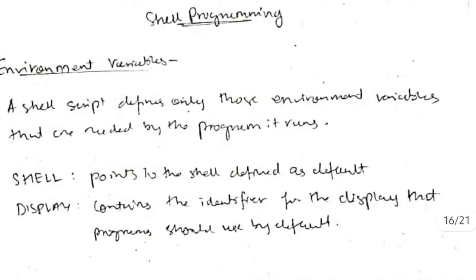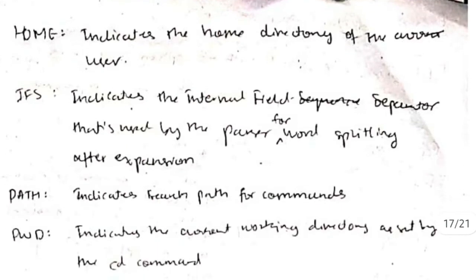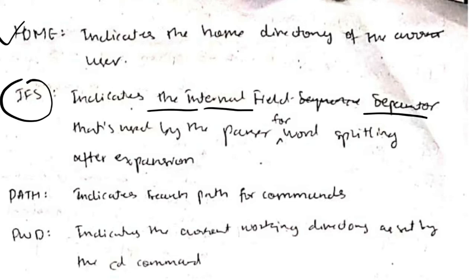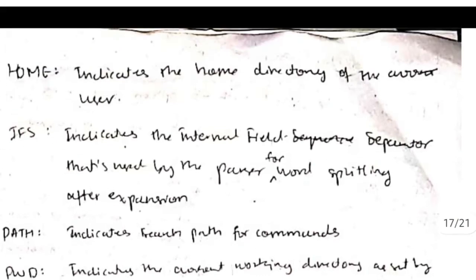And finally we have shell programming. Environment variables are those variables which are used by the system. So we have environment variables like SHELL, which points to the shell defined as the default. DISPLAY contains the identifier for the display function, and HOME has the home directory. IFS indicates the internal field separator. PATH indicates the search path for the commands, and we have many others, like PWD, which prints the current directory, and UID, which is the user ID. So these are the path variables by default.